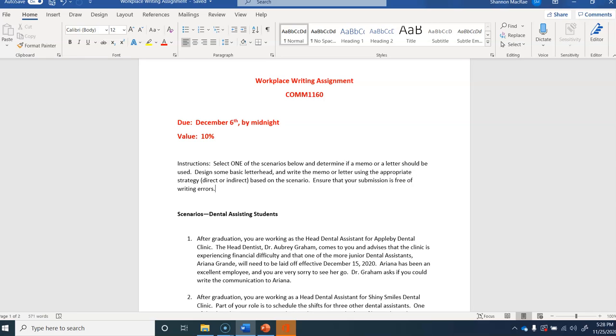Wrestle with the situations, and do some thinking before you actually sit down and write. Even briefly planning or outlining how you're going to write your letter or your memo may be helpful. Remember to adhere to the strategy. So take a look at the examples. Take a look again at the actual strategy as it's laid out paragraph by paragraph.